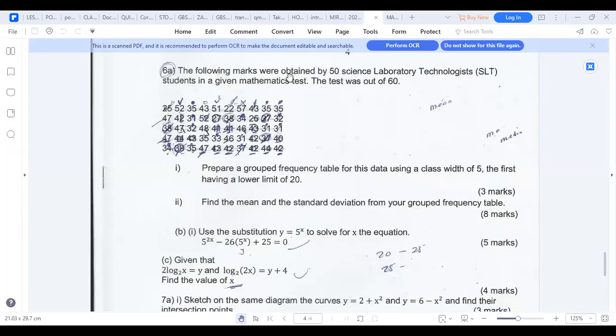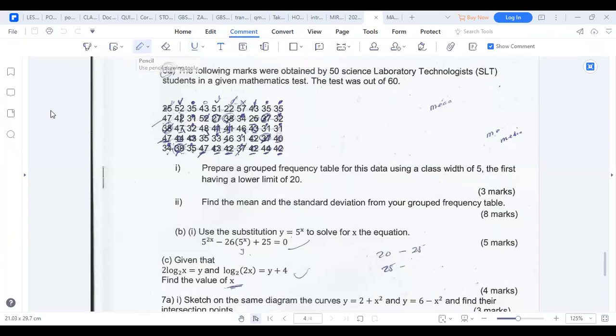The following marks were obtained by 50 laboratory technologists given a test. So we have 25, except they are jumbled, 52. And these are marks out of 60. So we are being asked to prepare a frequency distribution table with a class width of 5. The first having a lower limit of 20. So I've given you already spoon feeding. So the first lower limit is what? 20.